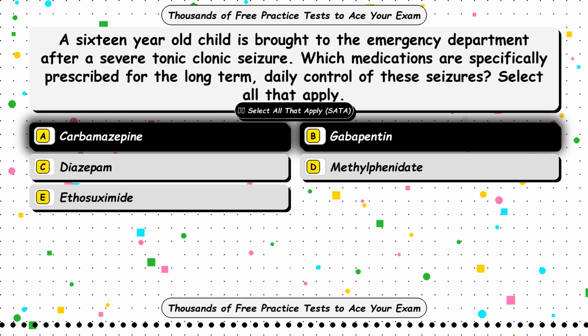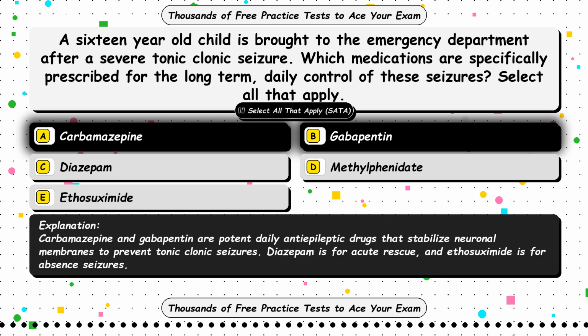The correct answers are options A and B. Carbamazepine and gabapentin are potent daily anti-epileptic drugs that stabilize neuronal membranes to prevent tonic-clonic seizures. Diazepam is for acute rescue, and ethosuximide is for absence seizures.